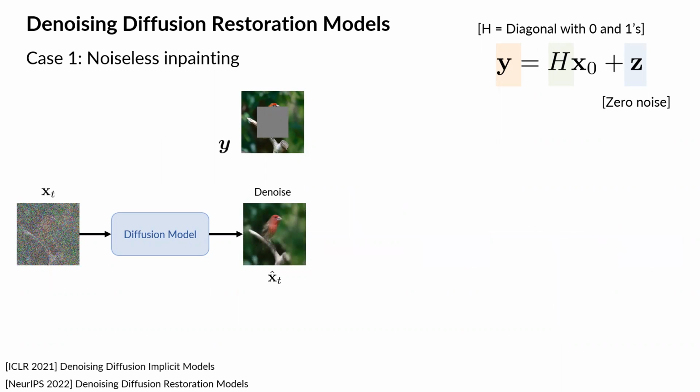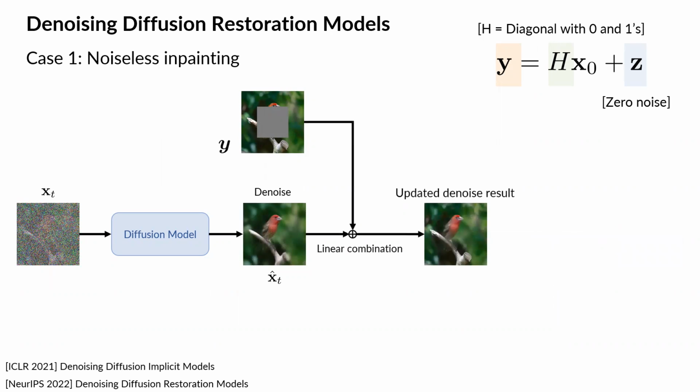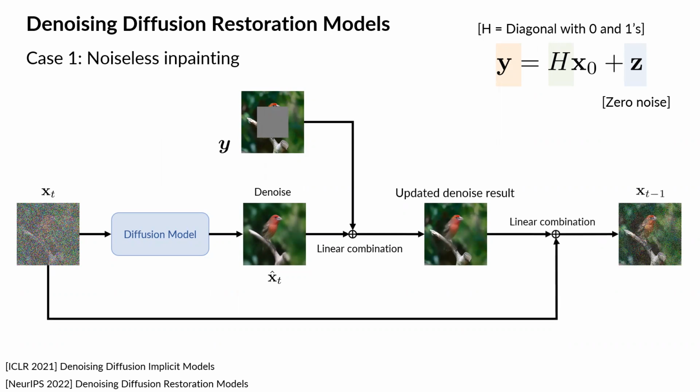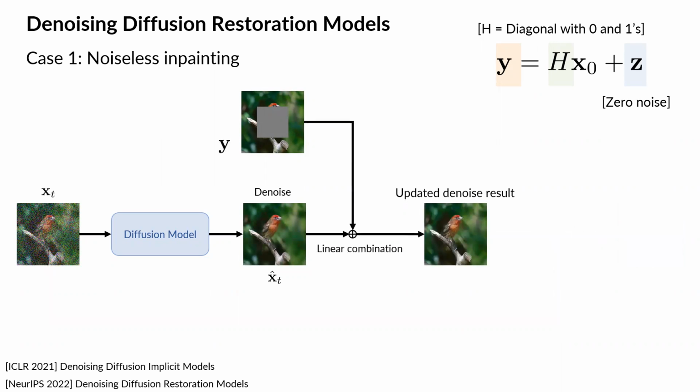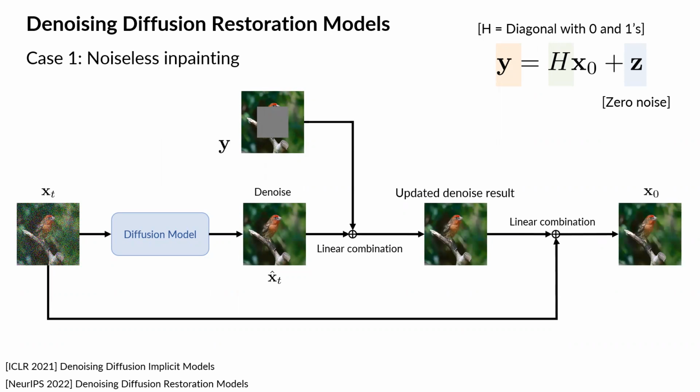And by running this algorithm repeatedly, we can get samples that are less and less noisy, but also closer to the desired conditions. And finally, as we go to noise level 0, hopefully we will get something that is a realistic image, but also satisfies the conditions that we enforce on top of it.